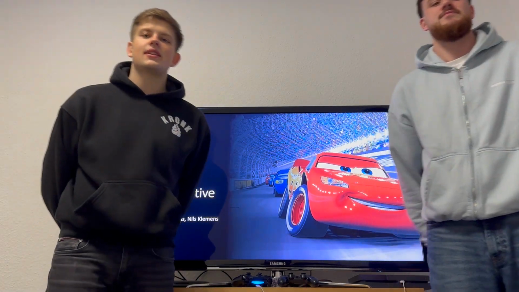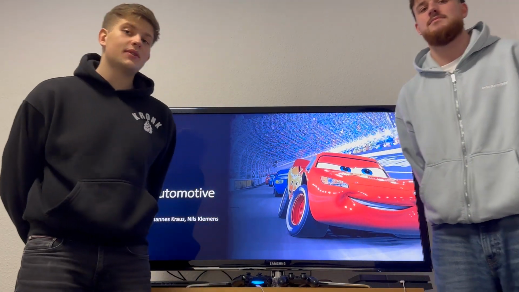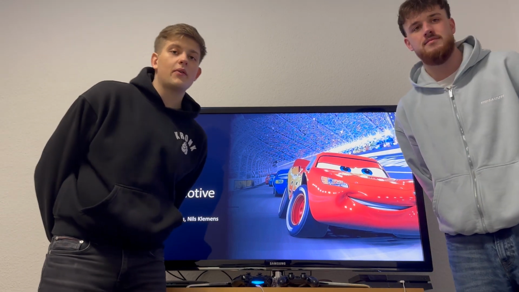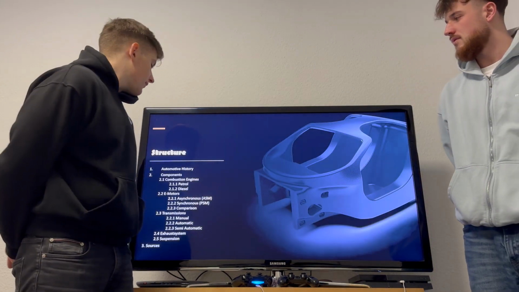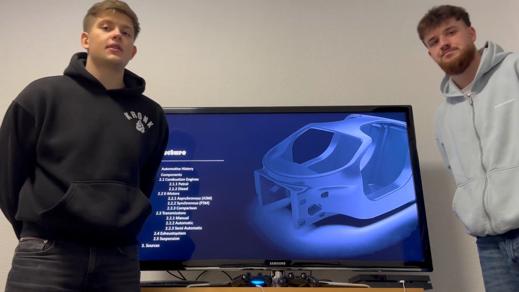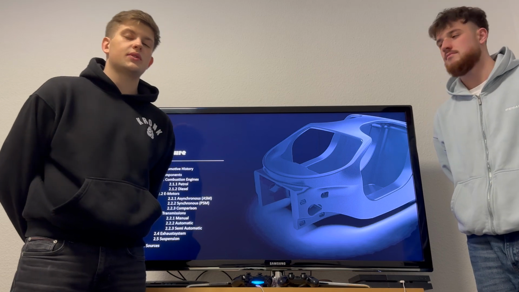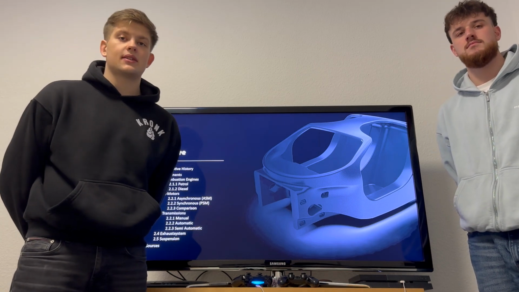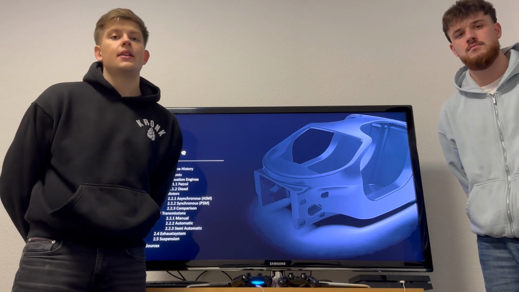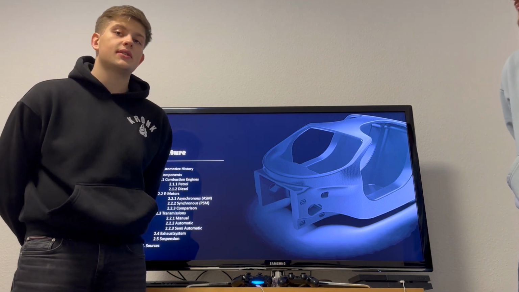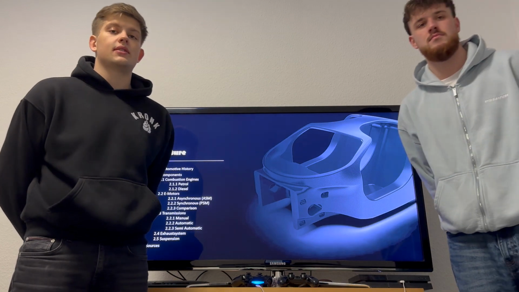We all love cars and use them daily. That's why we wanted to bring you closer to some car components. So, beginning with our structure. First, we want to start with the automotive history. Then we will continue with our components, which are divided into 5 topics. First, the combustion engine, then the e-motors, then the transmissions, continued with the exhaust system and the suspensions.